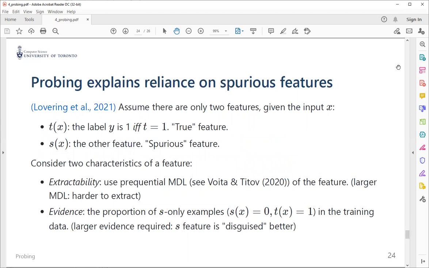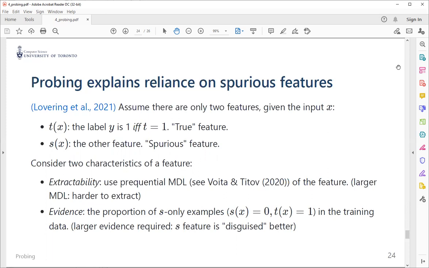So this paper in ICLR is another interesting application of probing. The probing explains reliance on spurious features. Assume there are only two features given the input X. The T feature is a true feature, so the label is 1 if and only if T equals 1. And S is a spurious feature. It's basically the other features. The label is 1 regardless of whether S is 0 or 1.